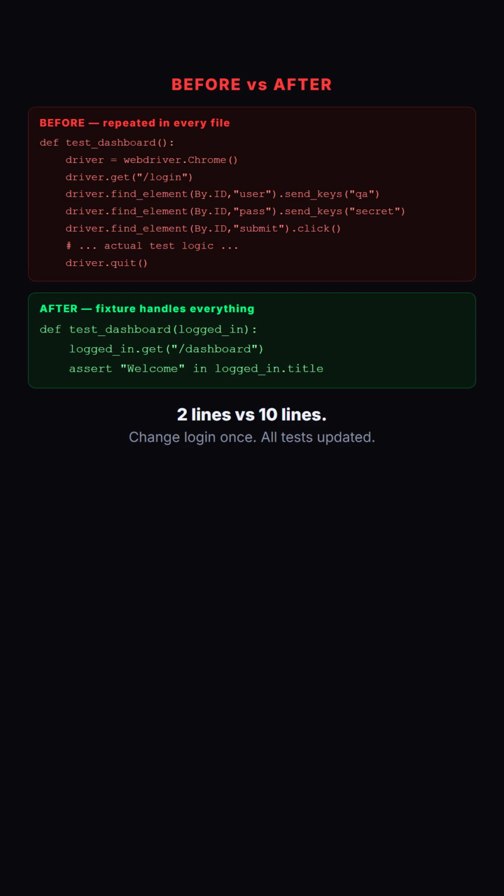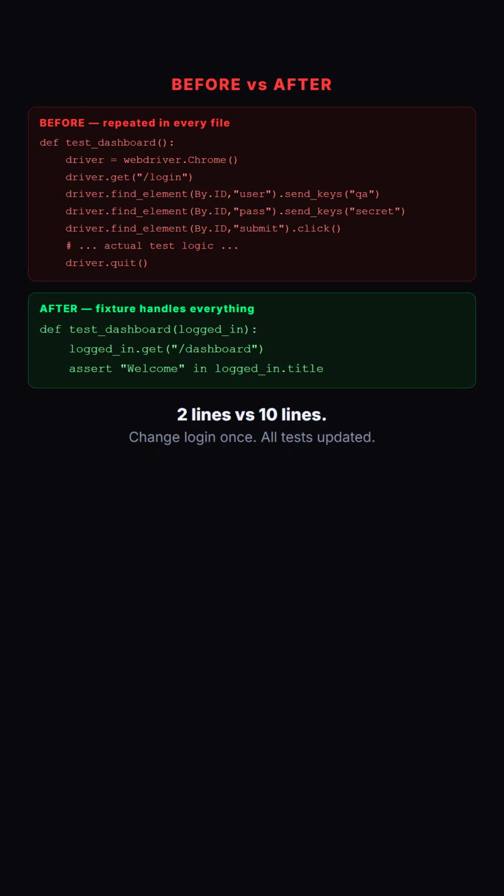Now here is the same thing with Fixtures. In conftest.py you define a fixture called authenticated browser. Inside, you create the driver, log in, yield the driver to the test, then quit. In your test file, your test function declares authenticated browser as a parameter. The test body is now just 2 lines. Navigate to the page you want to test. Assert the thing you care about. The setup and teardown live exactly once in conftest.